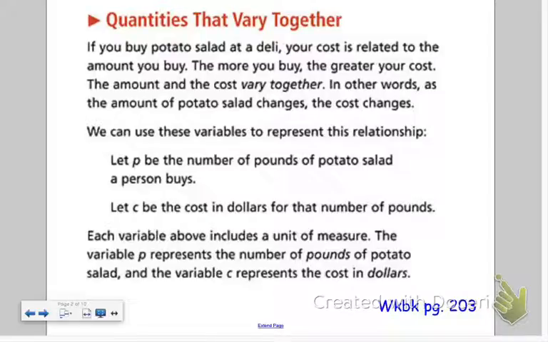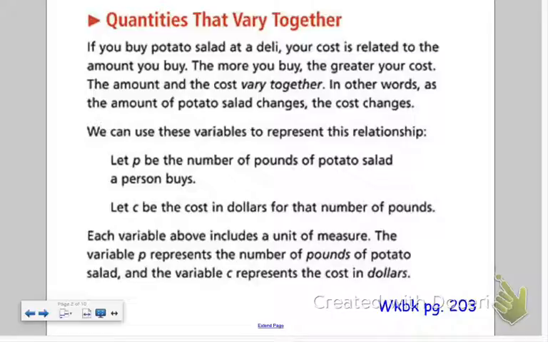Let's take a look at this example. If you buy potato salad at a deli, your cost is related to the amount that you buy. Obviously, the more you buy, the greater your cost. So that means the amount of potato salad and the cost are going to vary together, meaning as the amount of potato salad changes, so does the cost. So one thing affects the other. When one quantity changes, it's going to change the quantity of the other item. In this case, potato salad to the price.